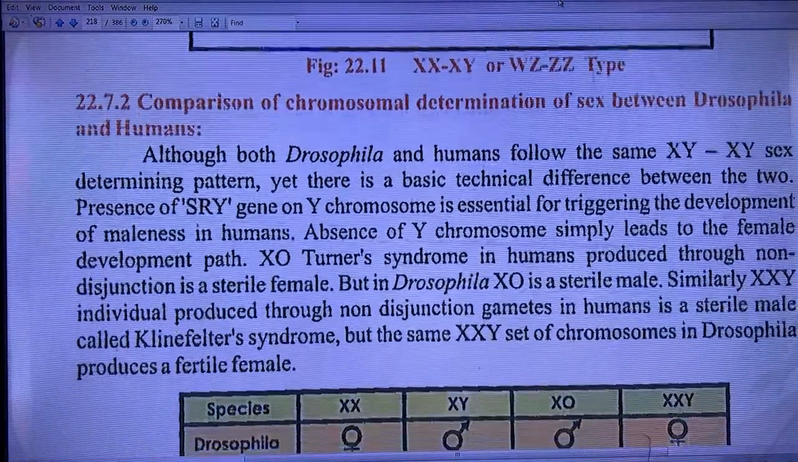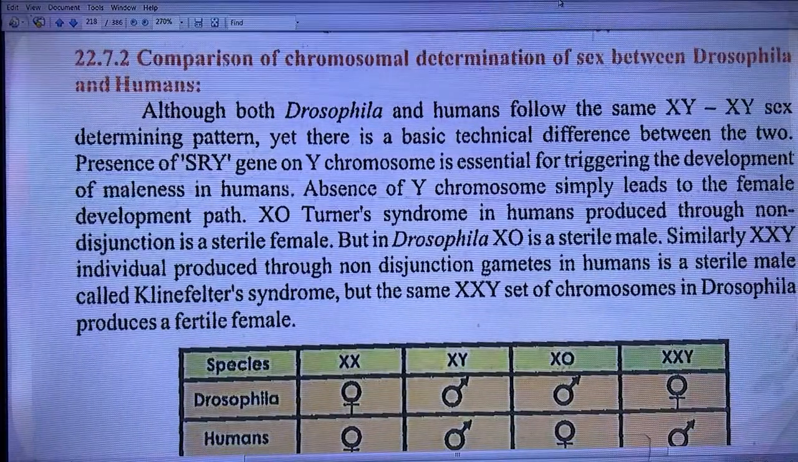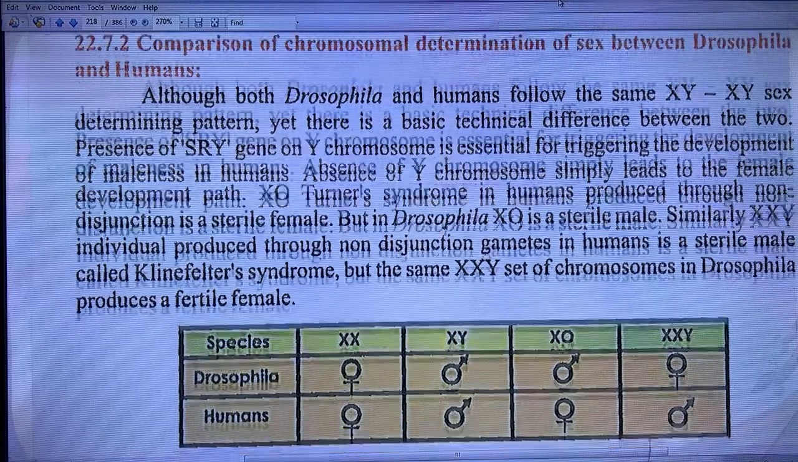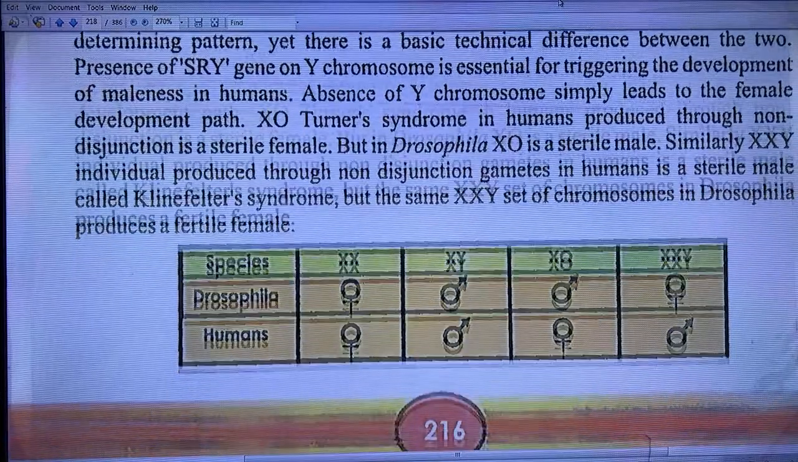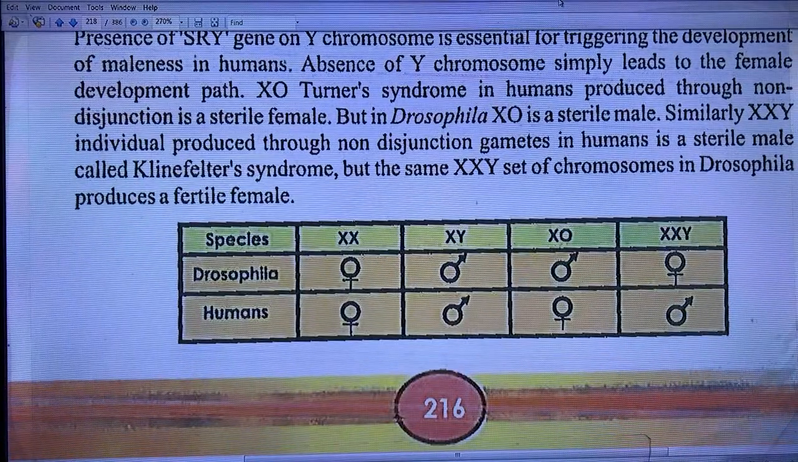Comparison of chromosomal determination of sex between Drosophila and humans. Although both Drosophila and humans follow the same XY sex determining pattern, yet there is a basic technical difference between the two. Presence of the SRY gene on the Y chromosome is essential for triggering the development of maleness in humans. Absence of a Y chromosome simply leads to the female development path. X0, Turner syndrome in human, produced through non-disjunction, is a sterile female, but in Drosophila X0 is a sterile male.